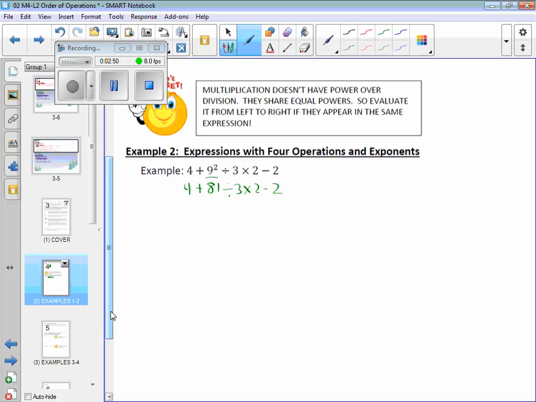Now, who does battle? Be careful. Gianna. Very good, because remember, division and multiplication share equal powers. So even though in the word PEMDAS, the word multiplication comes before division, they have equal powers, so you've got to do whoever comes first, left to right. So Gianna's right, 81 divided by 3.